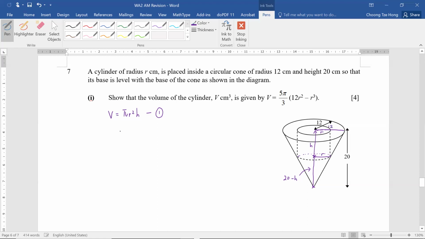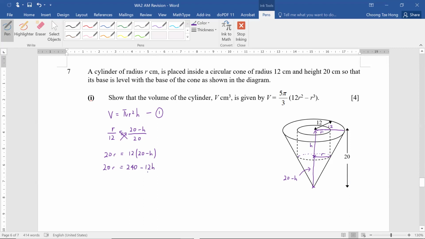So we will have r over 12 equals 20 minus h over the full height, which is 20. Then all we need to do is some cross multiplication. So we'll get 20r equals 12 times 20 minus h. So we'll get 20r equals 240 minus 12h.